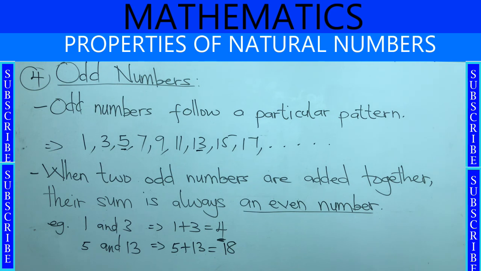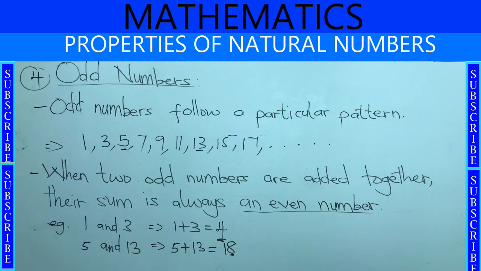Remember, we learned that when you have a number and the last digit is either 0, 2, 4, 6, or 8, then that particular number is an even number. So adding 5 and 13, we have 18, which is also an even number. This proves that when two odd numbers are added, their sum always gives us an even number. So that is the second way to find out whether a number is an odd number or it is not.